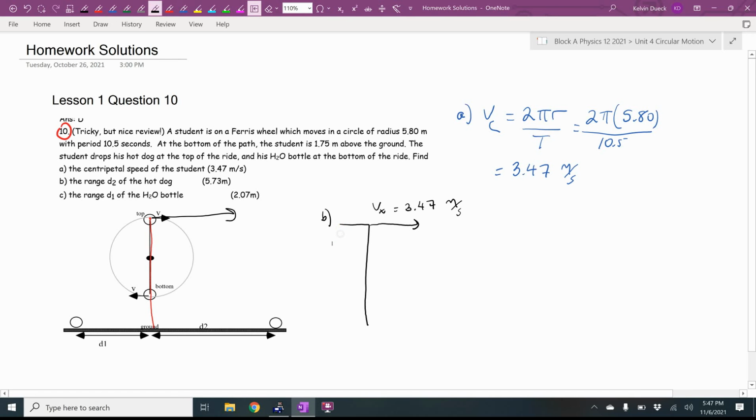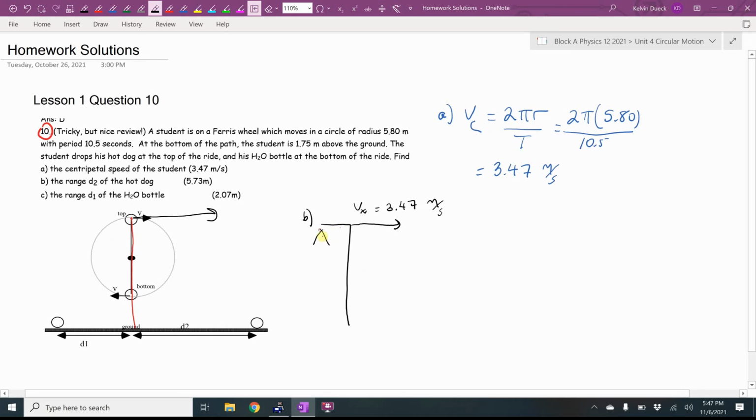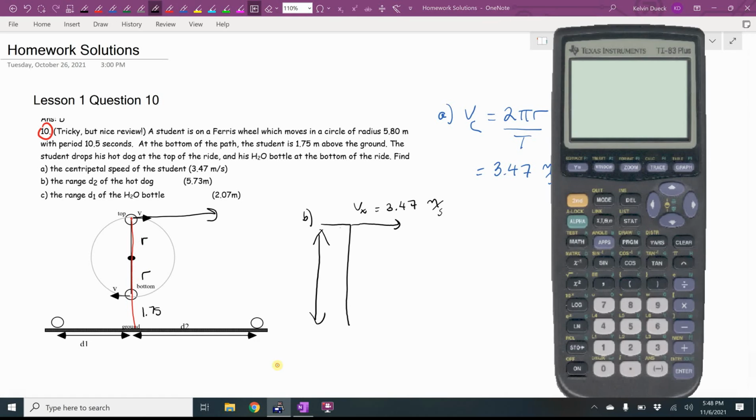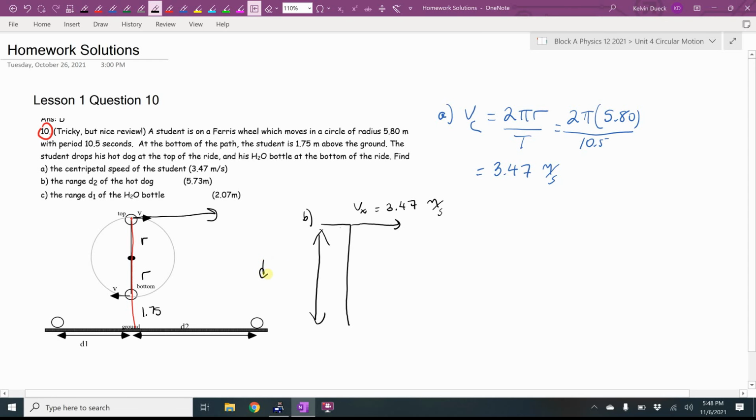What's the vertical height of the cliff? Well, it's going to be 1.75 plus the radius plus the radius. It's going to be 1.75 plus 2 times the radius. What's the radius? 5.8. So the height of the cliff is 13.35 meters. dy is 13.35 meters, although because we're ending up below from where we started, it's going to be negative.